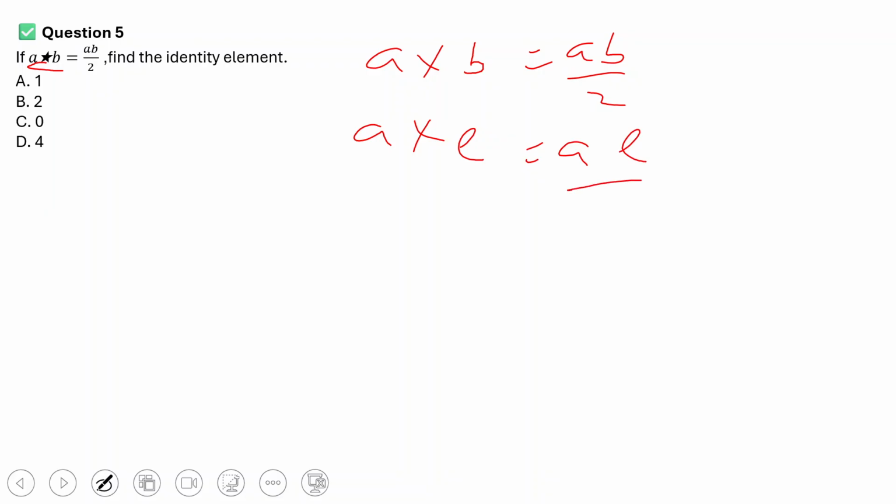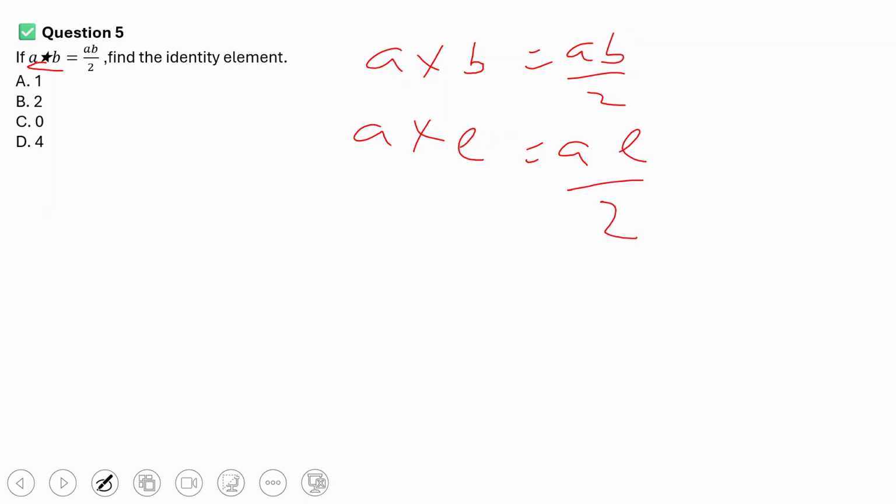So we'll finally wrap up with this question. It says a star b is equal to ab over 2. Find the identity element. So I'll write it again like this. A star b is equal to ab over 2. So we would put the identity on both sides. A star identity element is equal to a times identity element all over 2.